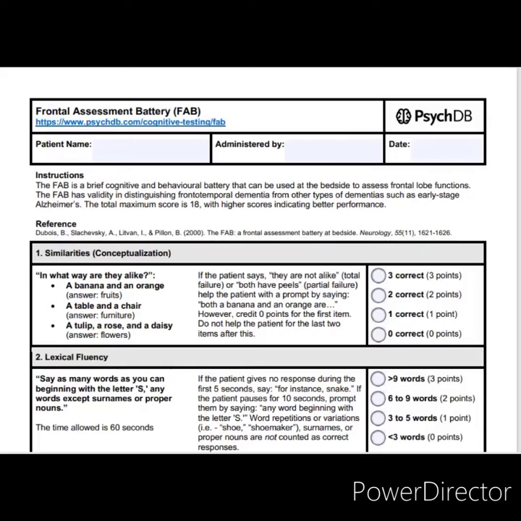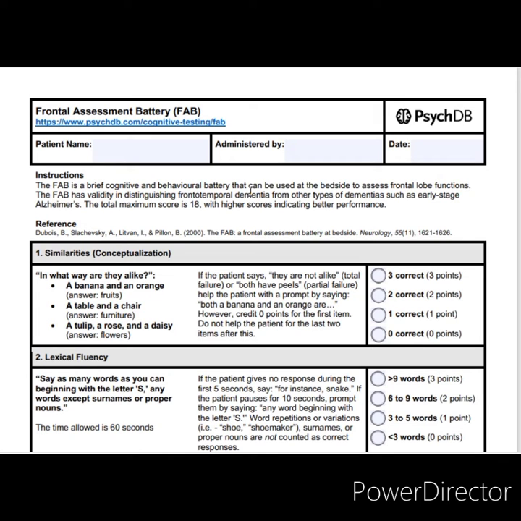Today we are going to understand what is the frontal assessment battery. After we do the mini mental score and then the MoCA test, we have the frontal assessment battery. It is a brief tool which is used to assess the frontal lobe functions. Now there are majorly 6 points.